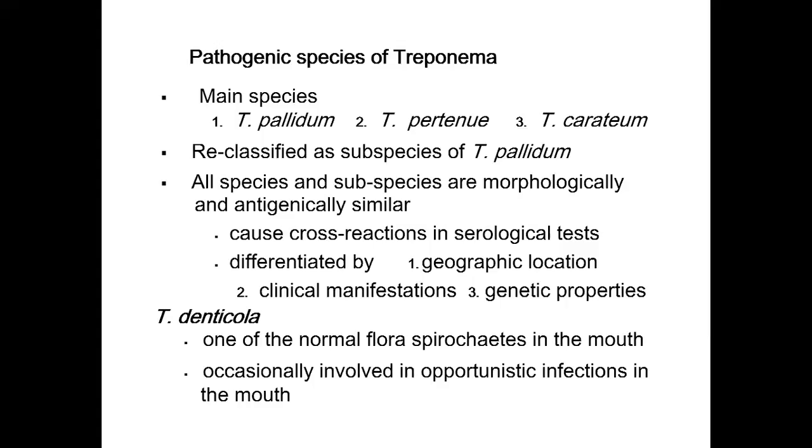There's also an organism that is documented now and then. It is Treponema denticola. It is one of the normal flora spirochetes in the mouth, and it has been encountered occasionally as one of the causative agents of opportunistic infections in the mouth. So it's not a very prominent pathogen, but some people have encountered it and have documented the importance of this particular Treponema species.